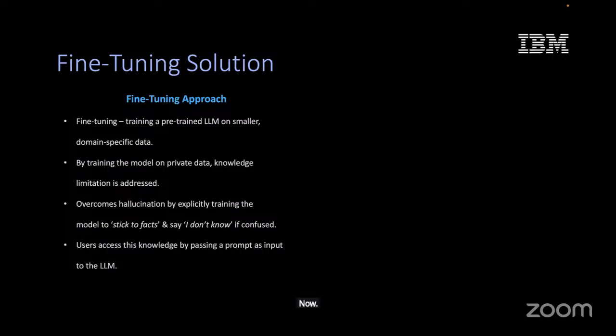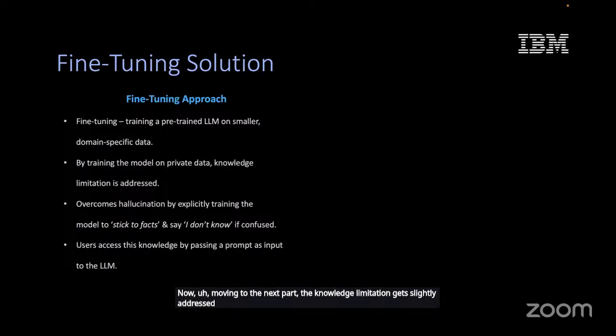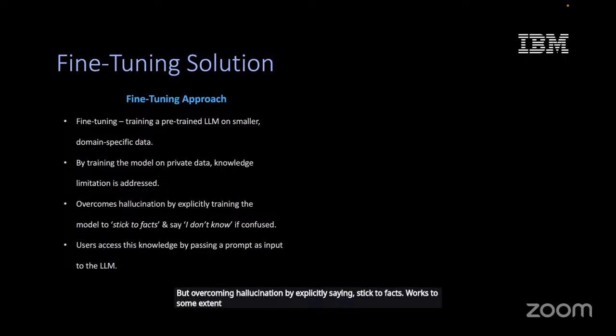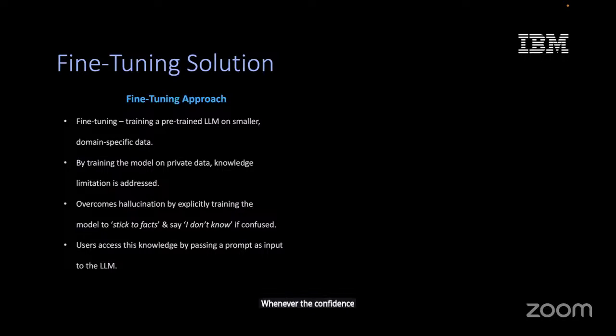Now, moving to the next part, the knowledge limitation gets slightly addressed with the fine-tuning approach, but overcoming hallucination by explicitly saying stick to facts works to some extent, but you can actually train the model to respond with things like, probably I don't know because I do not have that information available readily, whenever the confidence levels are low, right? So even with fine tuning, there are still another 3 challenges that we face, all right?